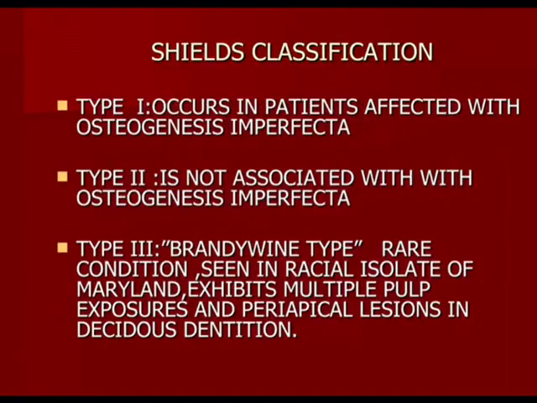So Shields classification is type 1, which occurs in patients with osteogenesis imperfecta. Type 2 is not associated with osteogenesis imperfecta. Type 3 is also called Brandywine type, which is a rare condition seen in racial isolates of Maryland, which exhibits multiple pulp chamber exposures.